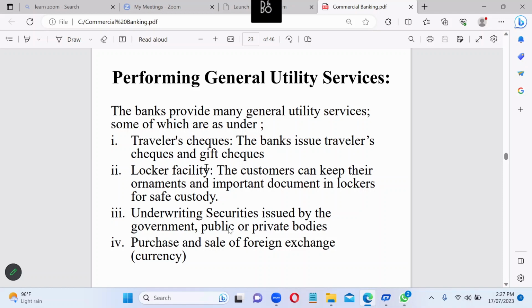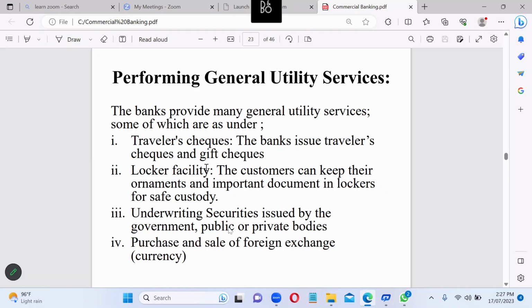One is traveler's checks. The bank issues traveler's checks and gift checks for the customer. And locker facilities: we keep our jewels and very important documents in a locker. So for safe custody, the bank gives the locker facility to the people.